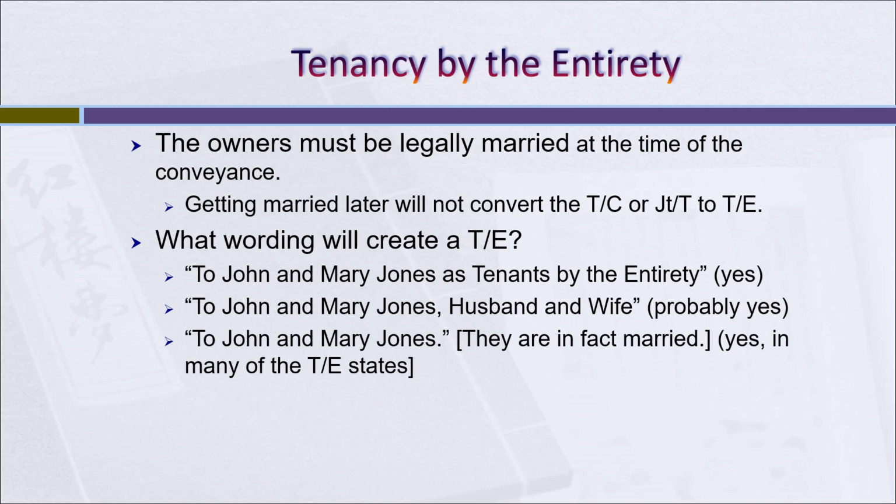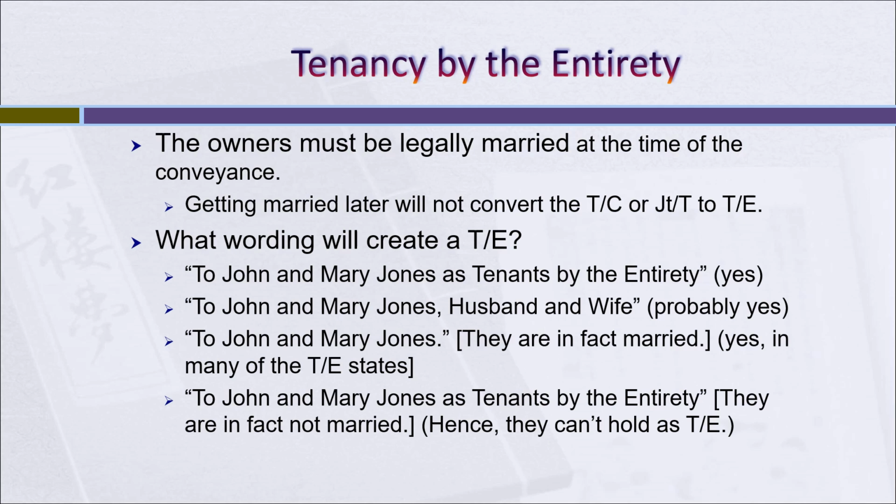Suppose the conveyance says just "to John and Mary Jones." It doesn't expressly say that they are married. It doesn't expressly say tenants by the entirety, but in fact they are married. Again, yes, in many of the tenancy by the entirety states, probably the majority of them, the very fact that they are married will be sufficient to give them a tenancy by the entirety.